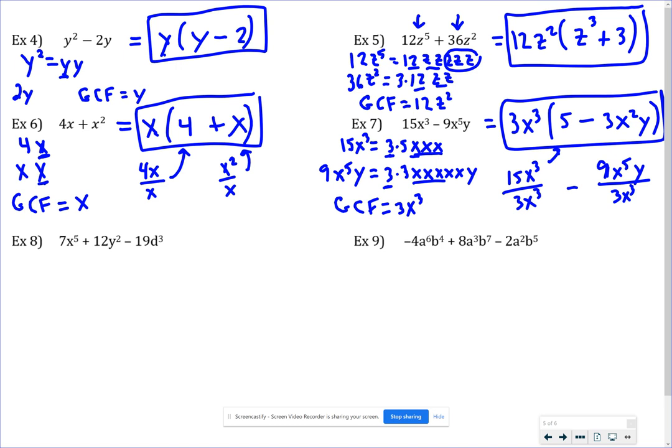Feel free to check answers here. If you redistribute the GCF, you should get back to where you started from. But the answer we're looking for is the original polynomial written as a product. To factor means to write it as a product.